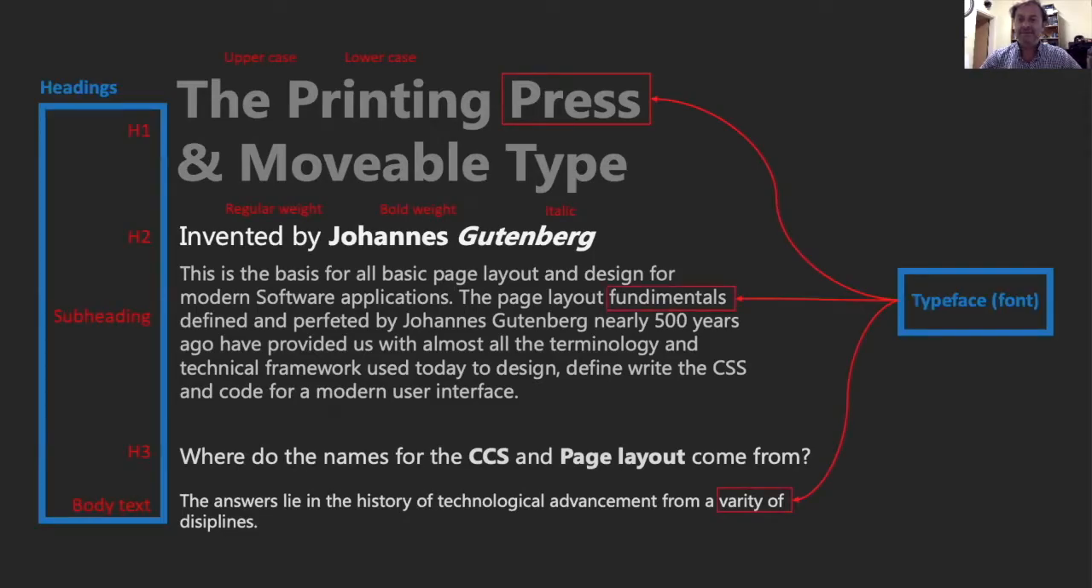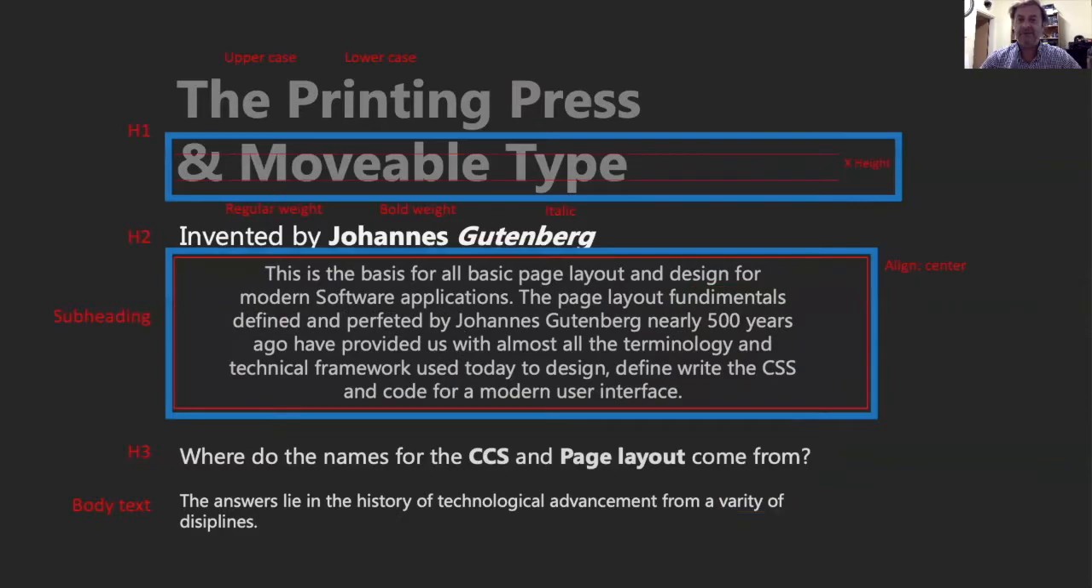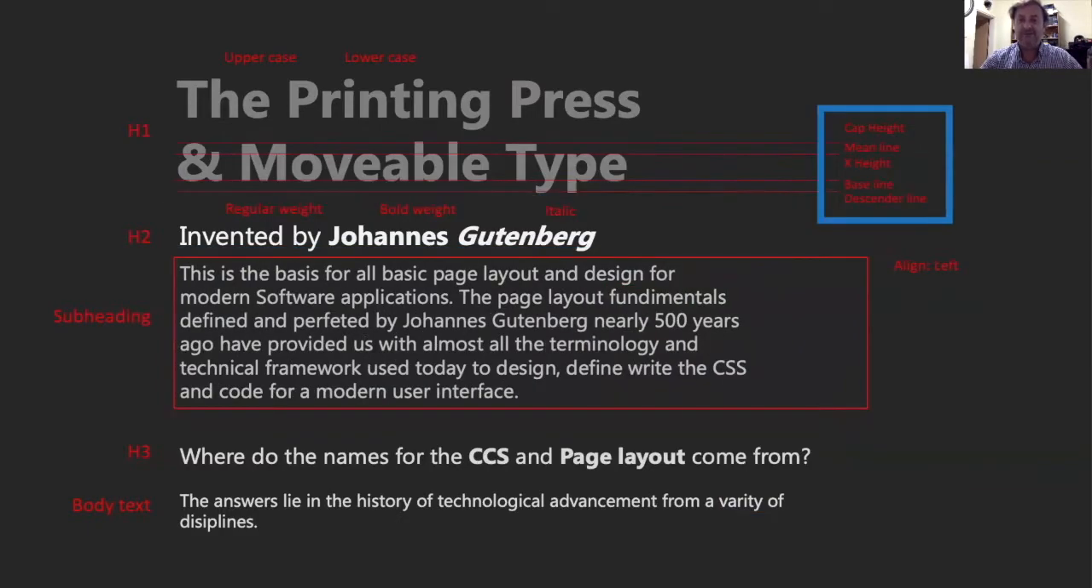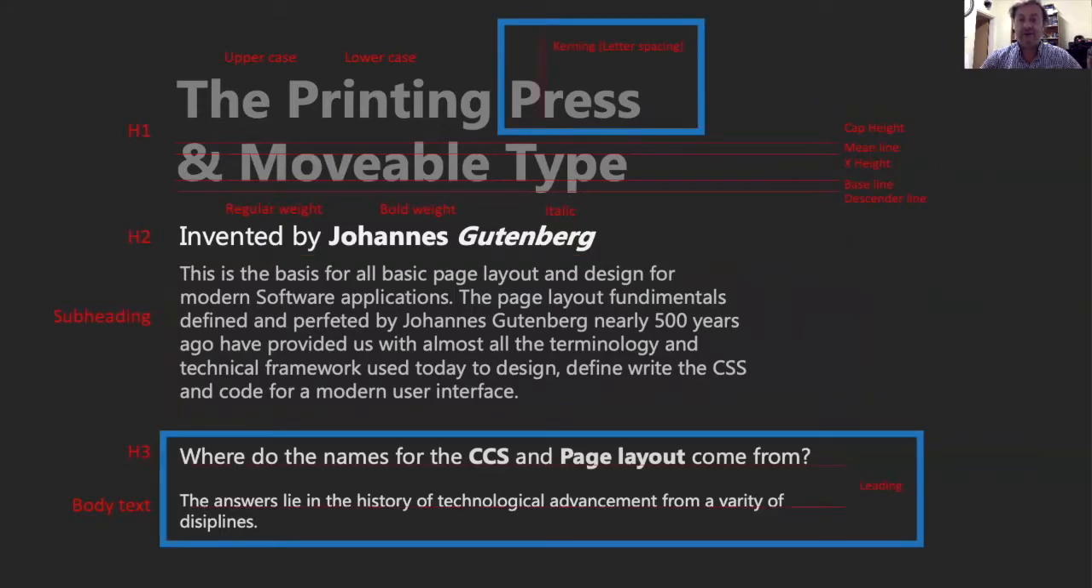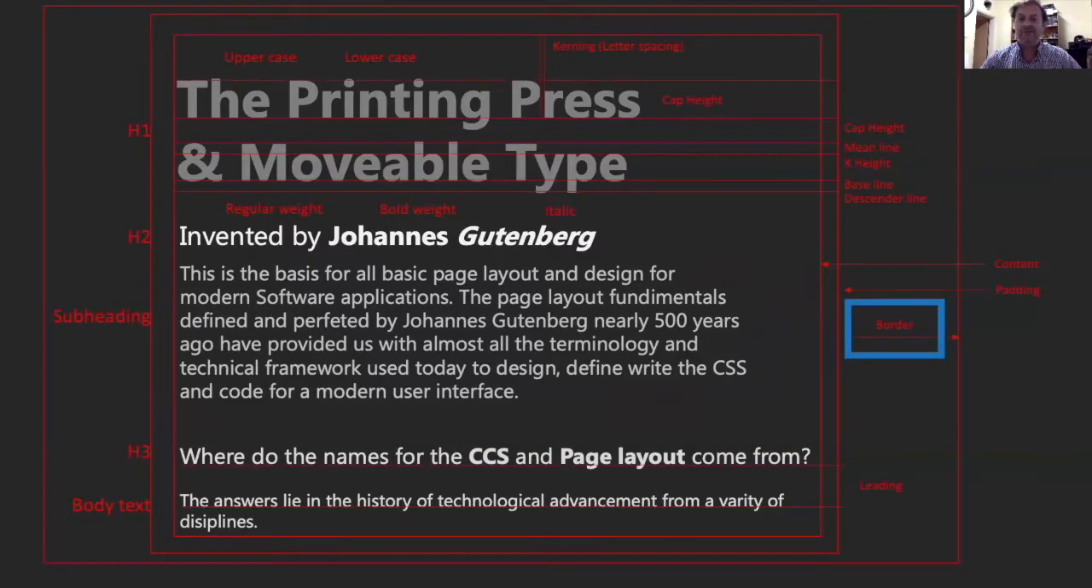Common CSS parameters find their origin in movable type settings of the Gutenberg press. For example, typeface, headings, text justification, X height and text alignment, cap height, mean height and baseline, kerning, which is letter spacing, leading, which is row height, content block, padding, borders, and margins were all developed for the Gutenberg typesetting and are used today when building a modern UI.